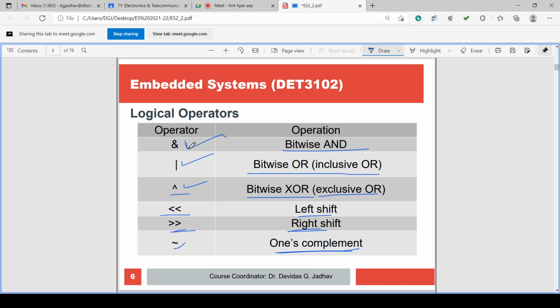So single AND is bitwise AND. Single vertical line is bitwise inclusive OR. Cap is bitwise XOR, or bitwise exclusive OR. Less than sign is left shift. Greater than is right shift. And this tilde-like symbol is ones complement, or inverting. So these are the operators and their operations. All these are bitwise operators.